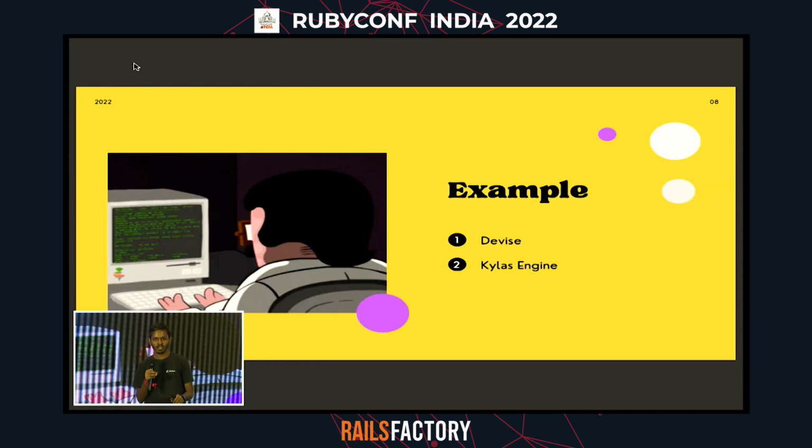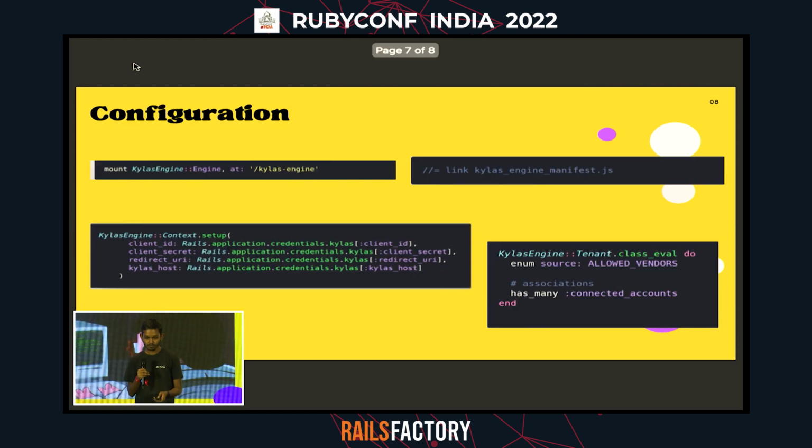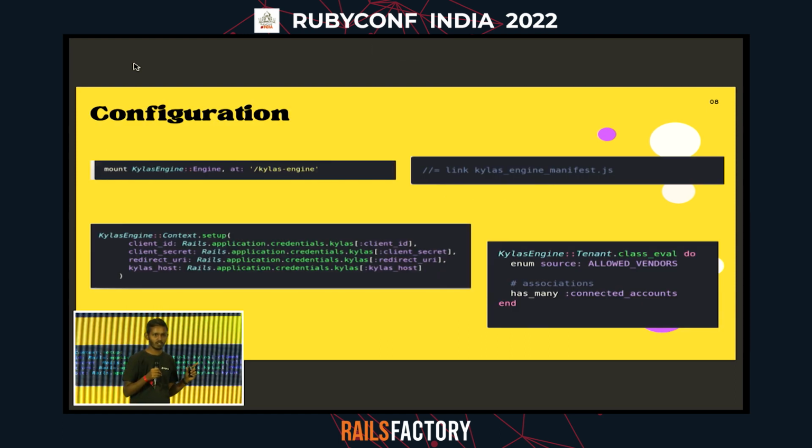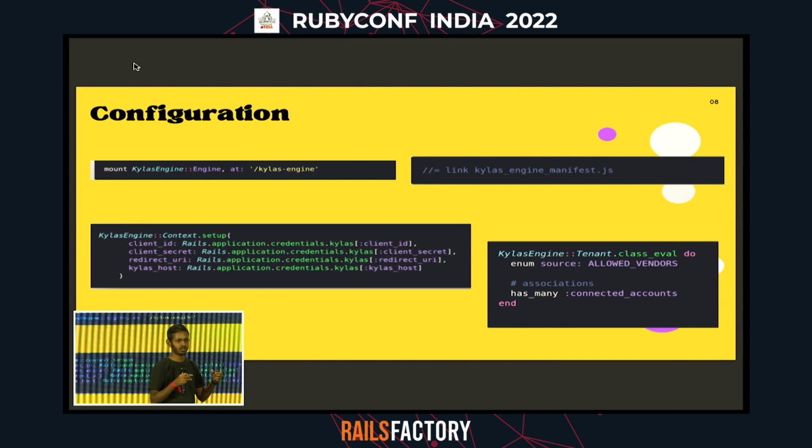A very famous example is the first one, Devise, and the second one that we have built is Kailash engine. On the screen you will see four screenshots. The first one, as we have seen, Devise also gives us the views. Similarly, Kailash engine also gives you the default views. You can easily override that.